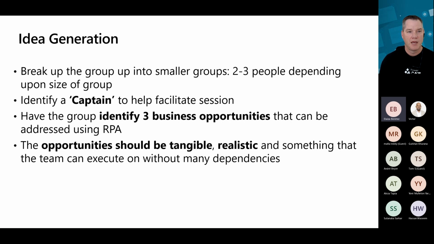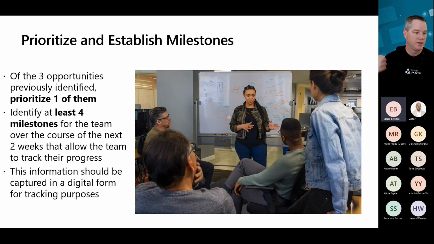And then, when you think about ideas, make sure that they are tangible, they're realistic, and there's something the team can execute on without a whole lot of dependencies. So it needs to have business value, but don't shoot for the stars such that you can't finish it in a short amount of time. So I'm going to have to move quickly here through the next few slides.